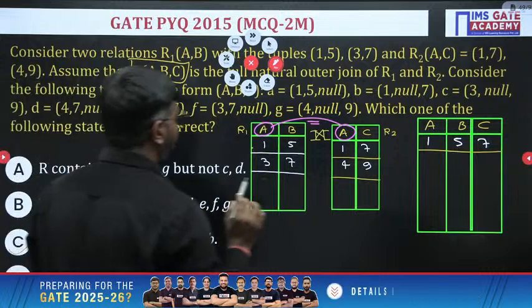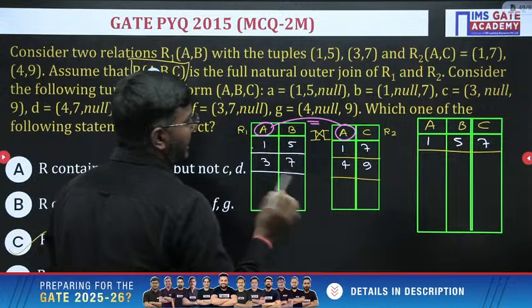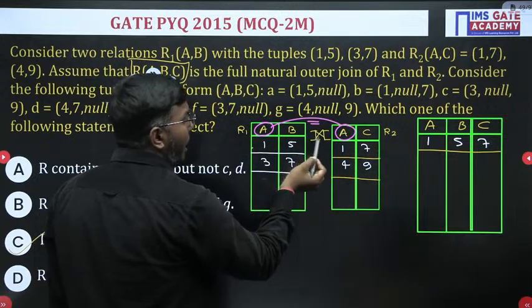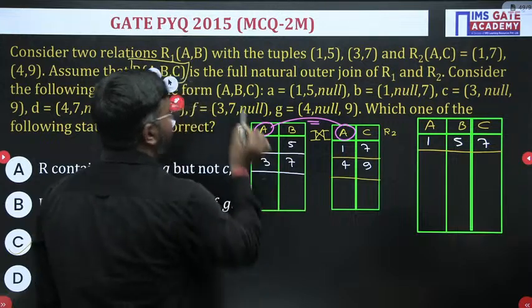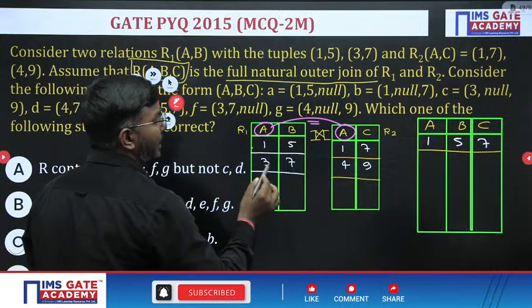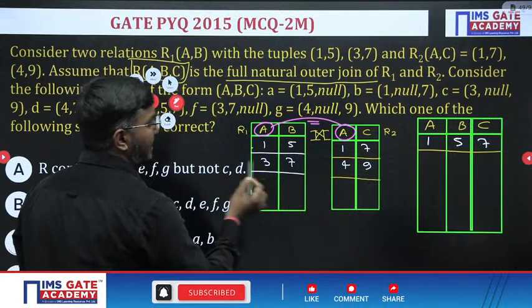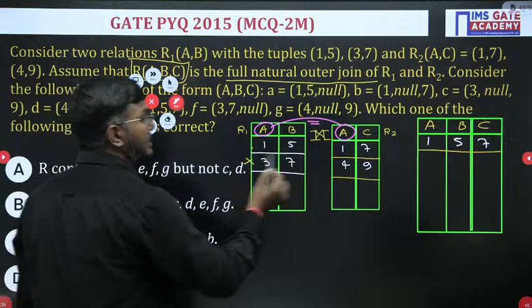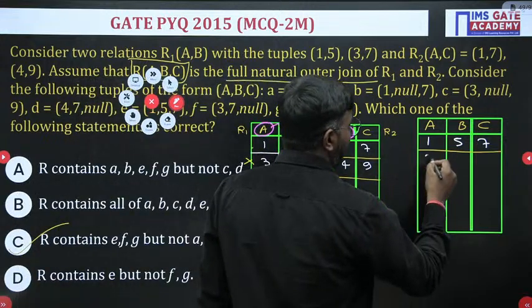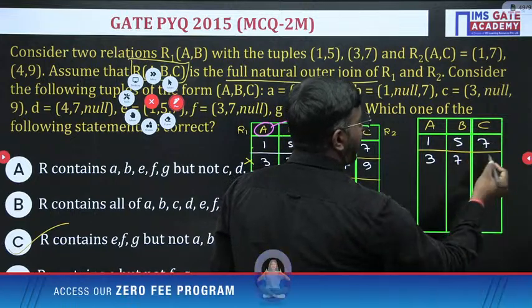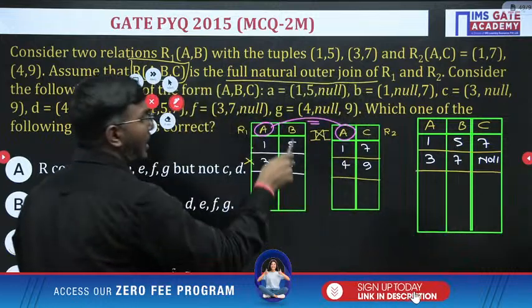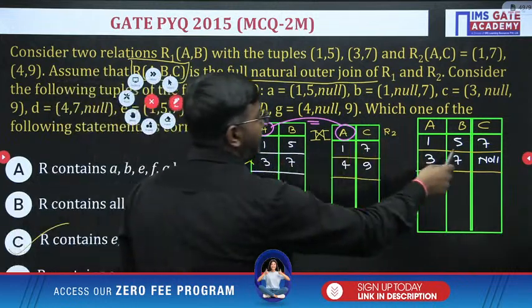Now as per the definition, it is a full outer natural join. It means include all the records of R1 that fail the join condition. So 3, 7 fails the join condition, which means include this here also. The A value is 3, the B value is 7, and the remaining attribute C has a null entry. So here it will be null. Very good. Now all records are in the result of this full outer join.